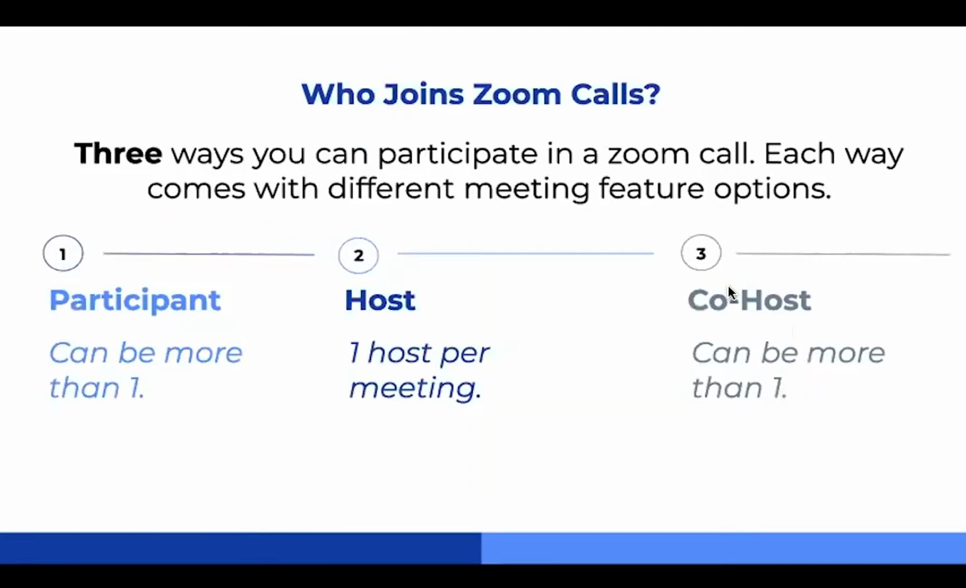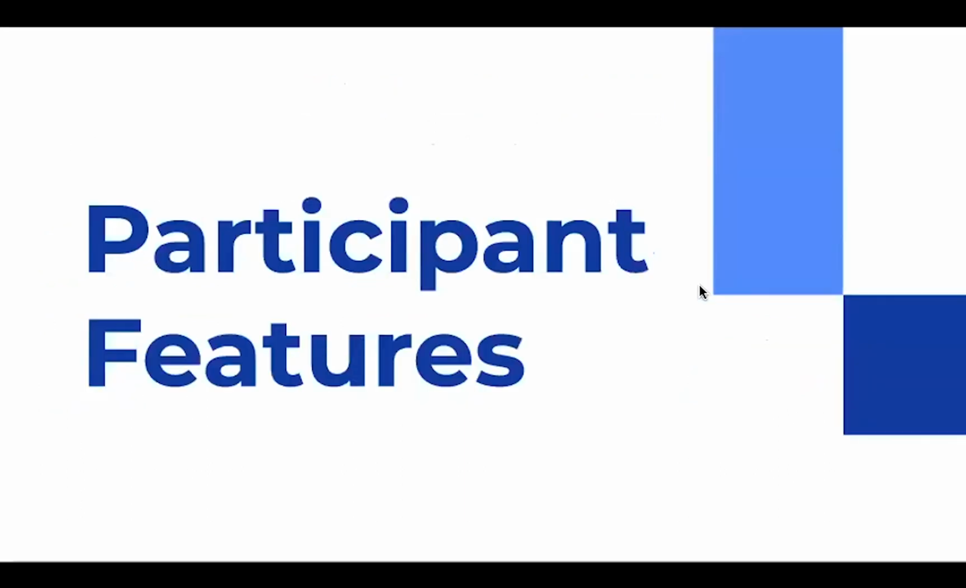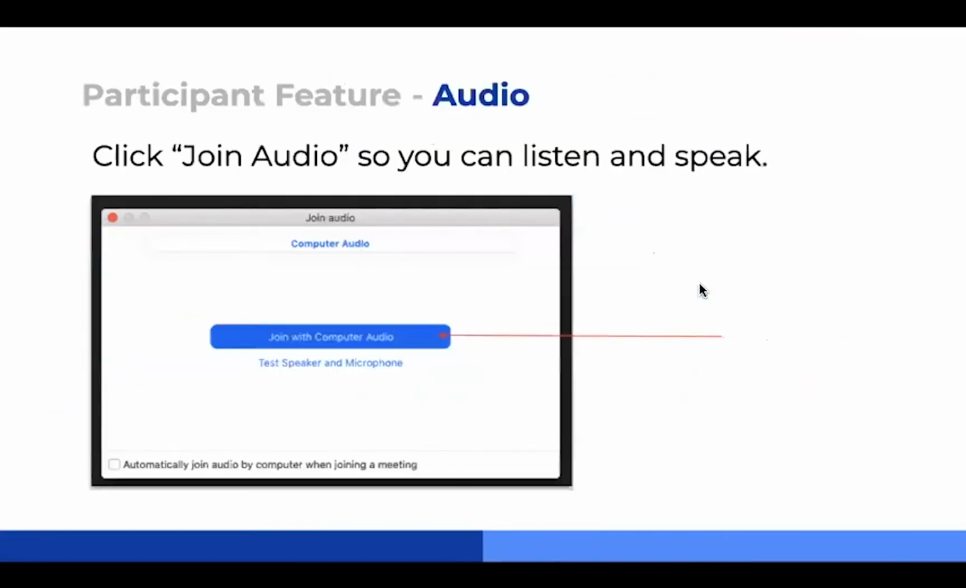This is basically just a brief overview of who joins Zoom calls. There are 3 different ways that you can participate in a Zoom call. The one that you are all doing now is a participant. There are hosts, and there are also co-hosts. Each way comes with different meeting feature options. For participants and co-hosts, there can be more than one person, but with hosts, there's only one host per meeting. And next, we'll move on to participant features.